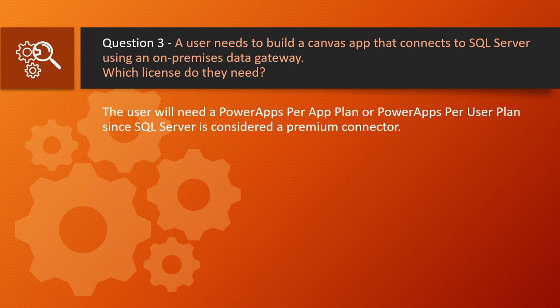Next question is, a user needs to build a Canvas app that connects to the SQL Server using an on-premise data gateway. So SQL is there on an on-premise database, on-premise server. Okay. So in this case, you will be required to use the on-premise data gateway. So what licensing will be required here? So the user will be required to have the Power Apps per app plan or Power Apps per user plan, because SQL Server is a premium connector.